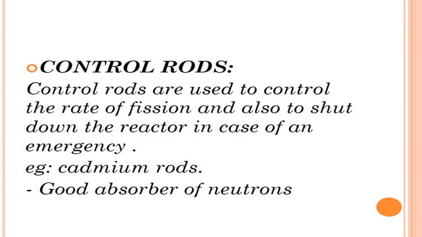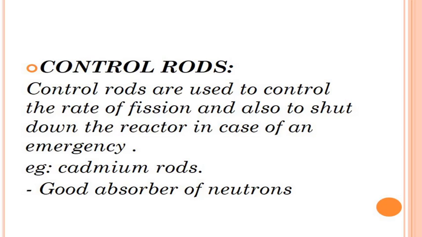Now, control rods. Control rods are used to control the rate of fission, so they are given the name control rods. They are two or three rods which help you to control the rate of fission and also help to shut down the reactor in case of any emergency.